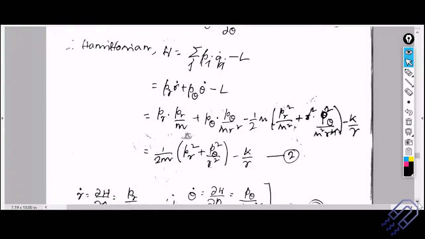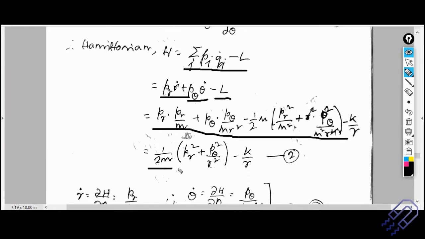Then our next step, which we have already done, please remember this. Our next step is to write down the Hamiltonian. So summation Pj Qj dot minus L, so it is over r and theta, and then minus L. Do your equations, do your calculations, and we finally arrive at this.